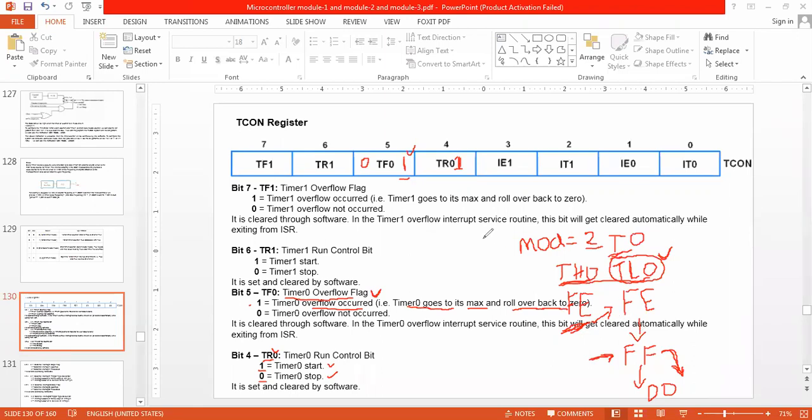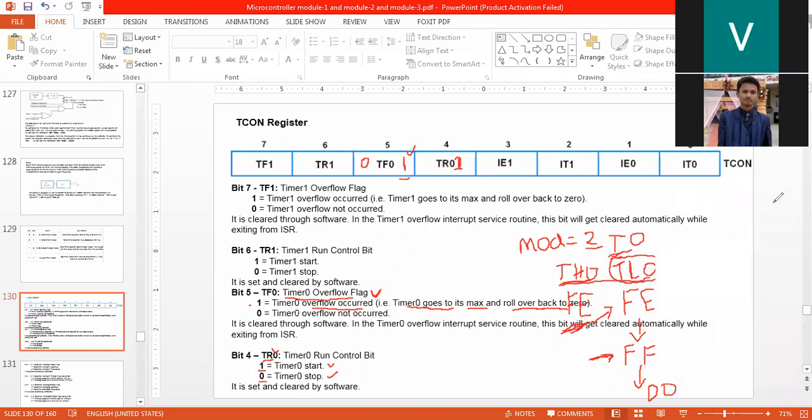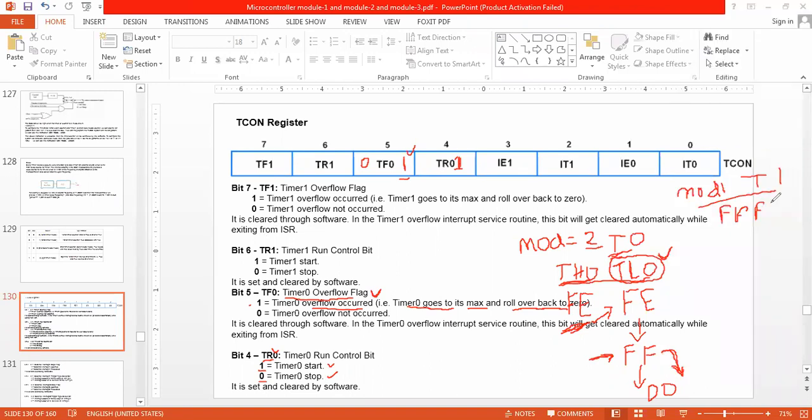Similarly, if I am working upon mode 1, but with timer 1, now what? I have to load the two values, F, what will happen?